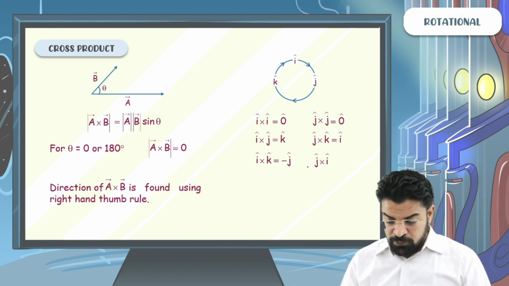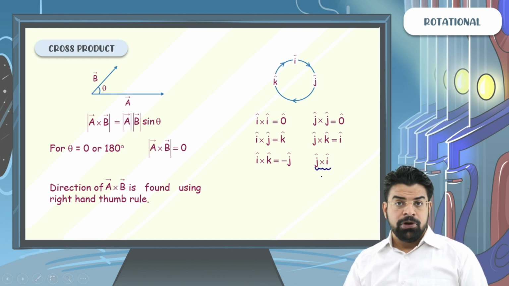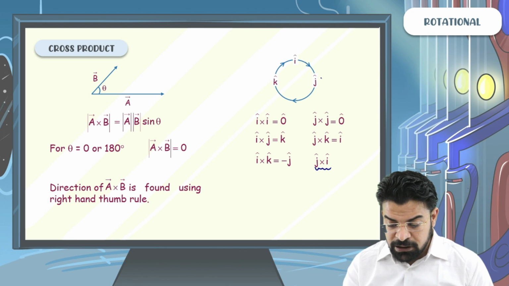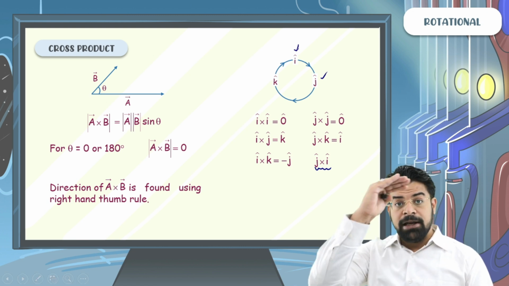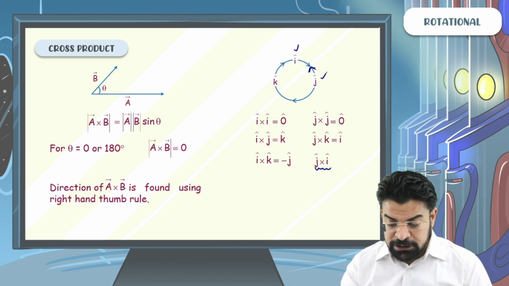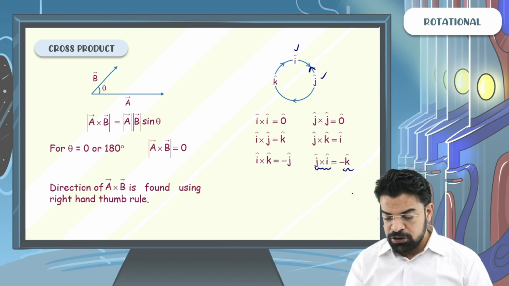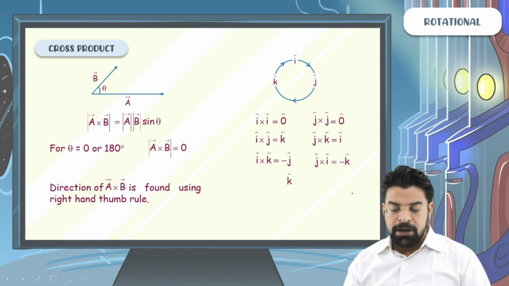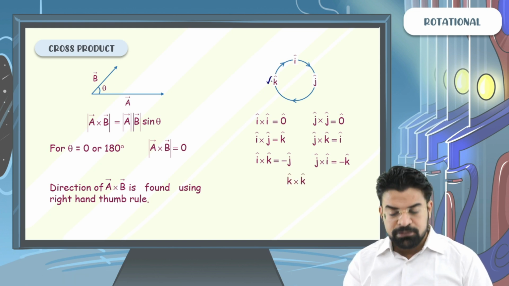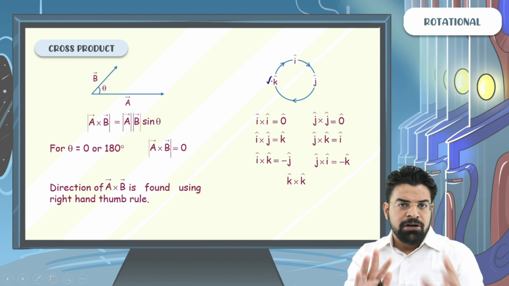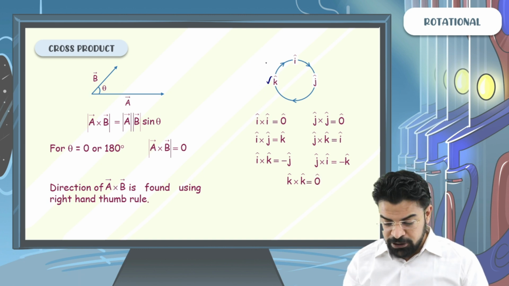Next, what is j cap cross i cap? Going on this vector circle from j to i, you have to move anti-clockwise. If you are going anti-clockwise, you get j cross i to be minus k. Next, what is k cap cross k cap? Sir, k cap cross k cap, parallel vectors. Their cross product has to be a null vector.